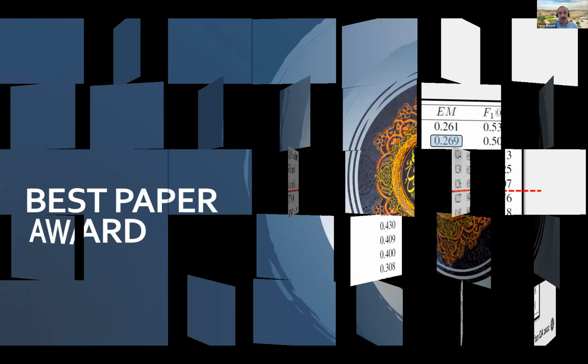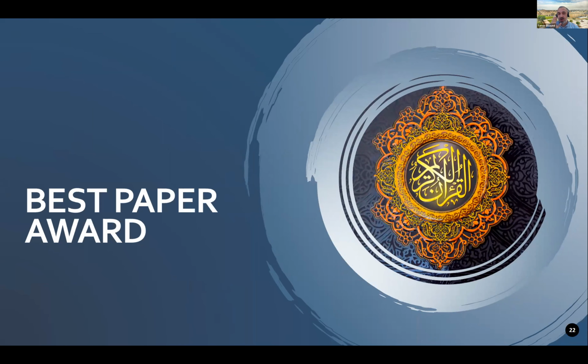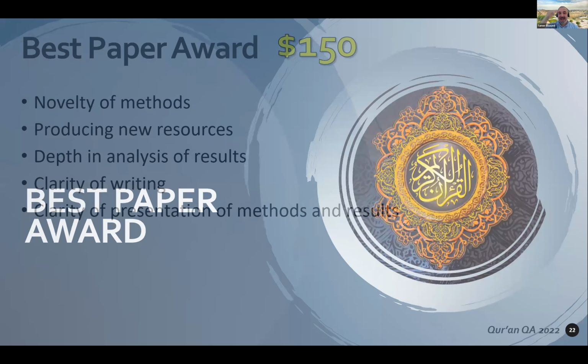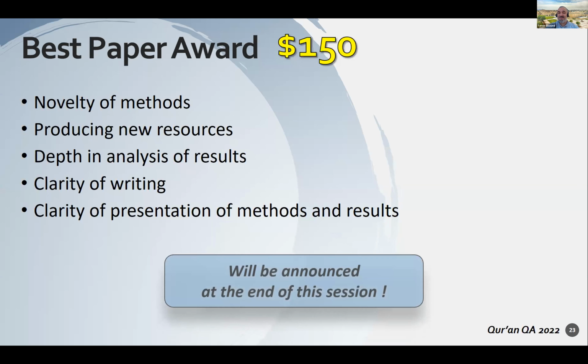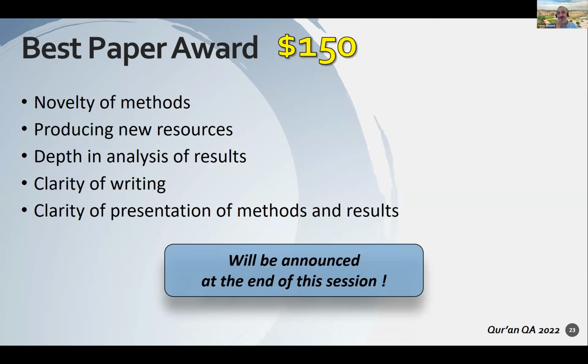We also had a best paper award, which was not conditioned on the performance, but we actually had a specific criteria. We allocated $150 for this award. We had a criteria of 5 elements: novelty of methods, producing new sources, depth in analysis of results, clarity of writing, and clarity of presentation of methods and results. We'll keep the announcement of this award to the end of the session. So stay tuned, inshallah, to the end of this session.